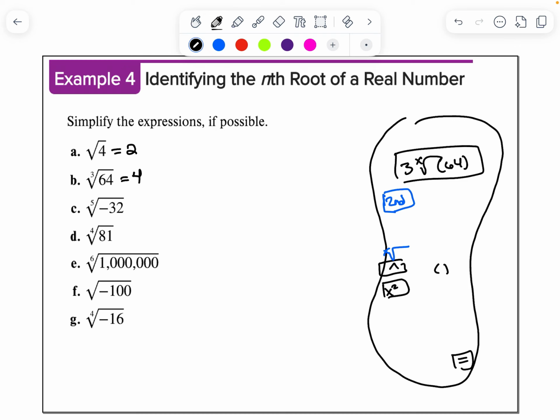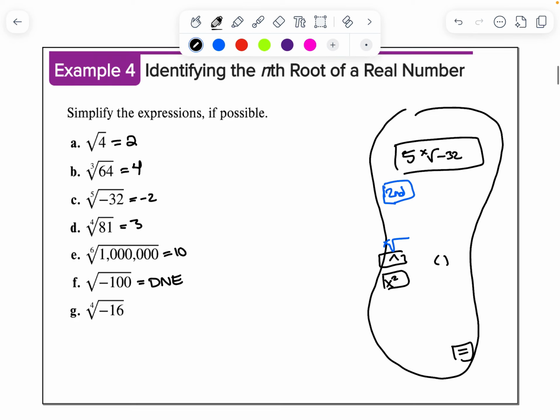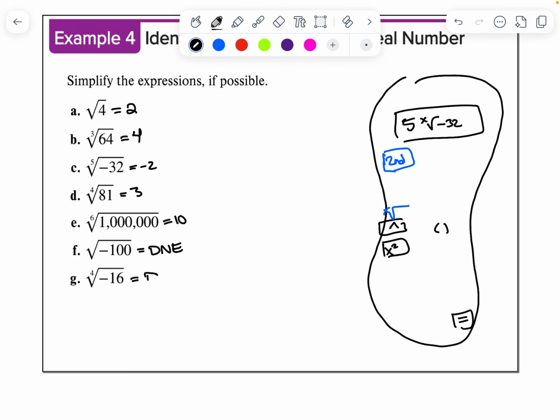The same thing with the second one, the fifth root of negative 32. The way I'm typing that in is I'm typing 5 first because it's a fifth root. 5 is the index. 5 x root negative 32 should give you negative 2. Fourth root of 81, 3. Sixth root of 1,000,000, 10. You should be checking these in your calculator. The square root of negative 100 doesn't exist. The fourth root of negative 16 does not exist. These are all values we can get with the calculator.